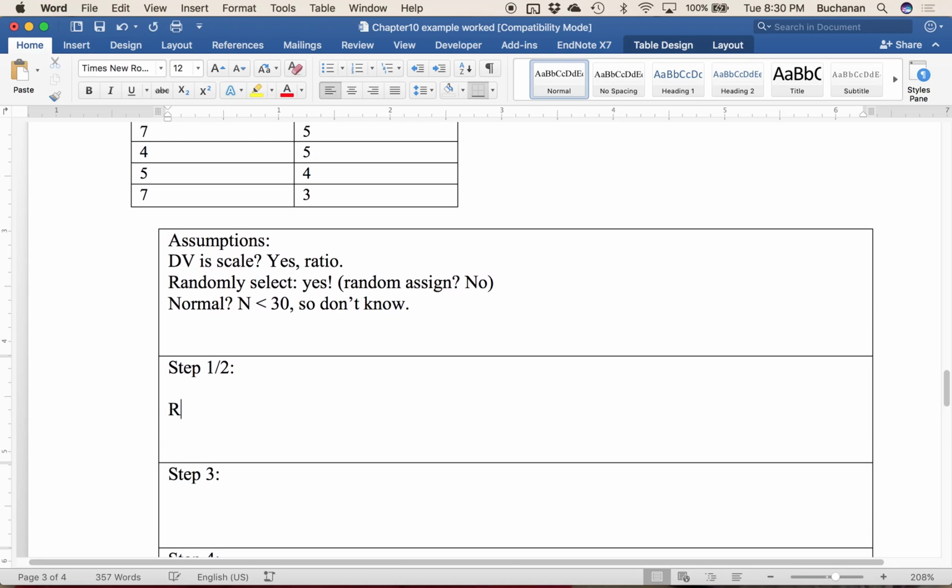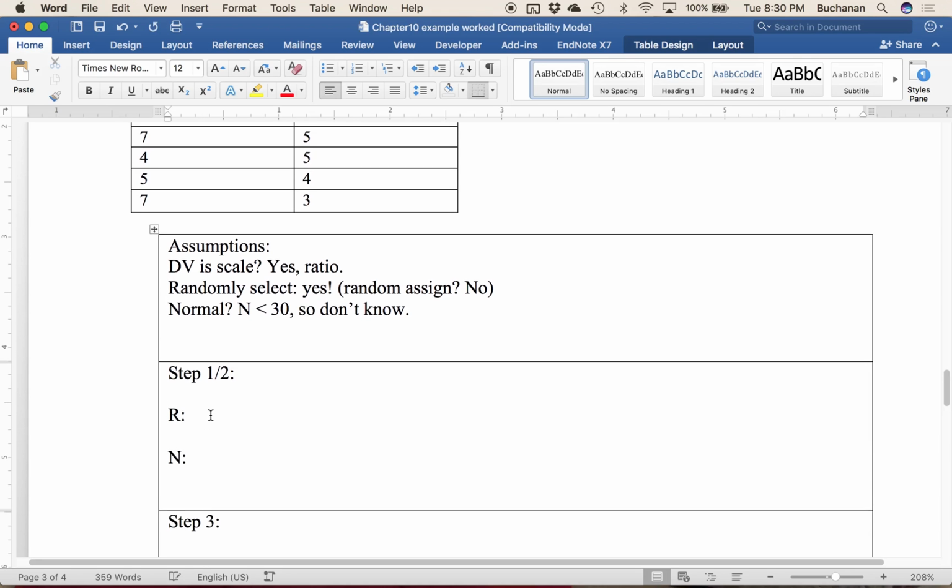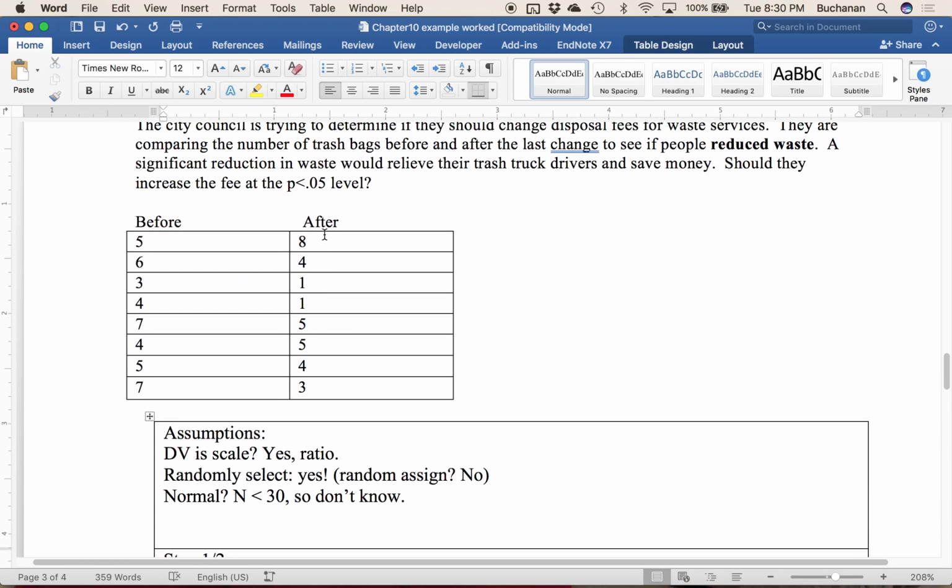For step 1 here, we're going to test for a significant reduction in waste. If I take after minus before, so 5 to 8 here, that's actually going up 3 points. If I did 5 minus 8, that would be negative 3, and negative 3 would imply that the scores are going down. But they're not. They're going up 3 points. So I'm going to do after minus before, and that's going to make it clear for this house that the fee didn't matter. They increased their trash bags. But 4 minus 6 is a negative 2, and that is going down.